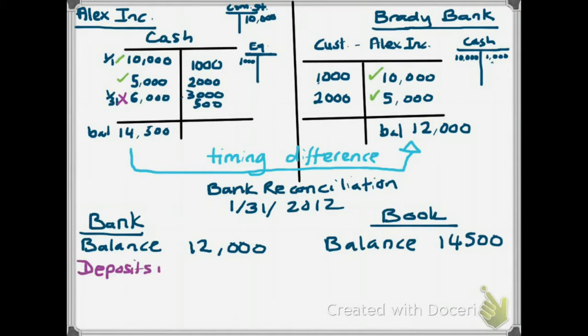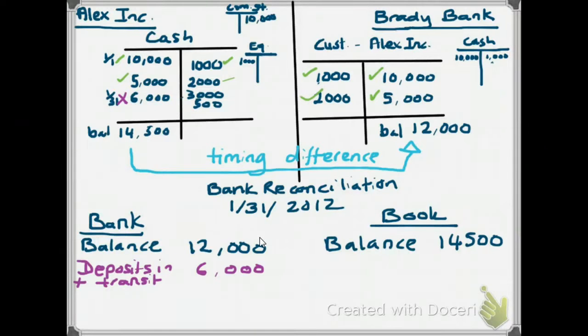Deposits that have not hit our bank yet are called deposits in transit, and we add them to the existing bank balance, the ending bank balance in our bank statement. Now let's continue and look at all the other transactions here. Next, we have $1,000. That $1,000 also shows up in the bank statement, so we're good. Next, it's $2,000. That also shows up, so it's not a reconciling item.